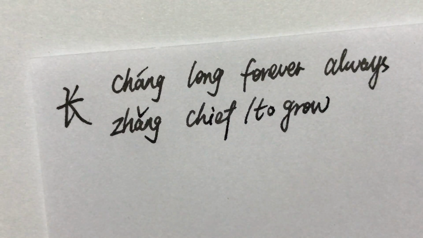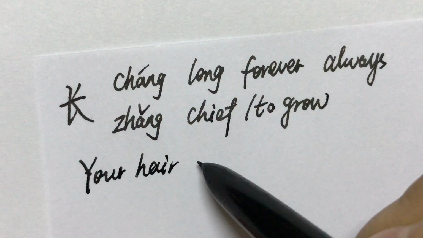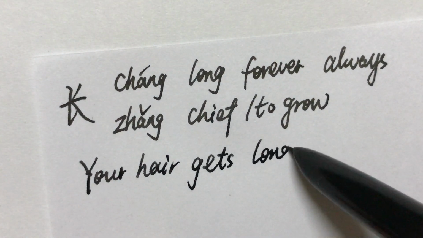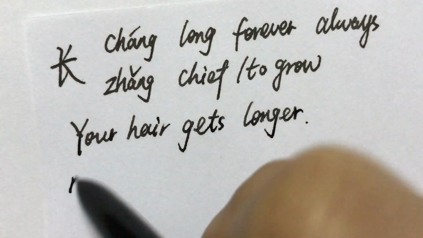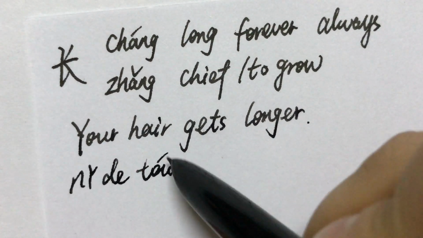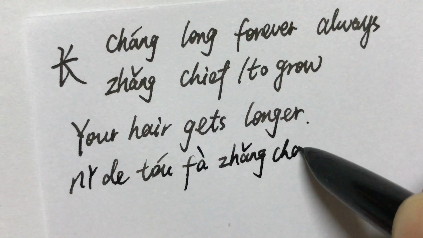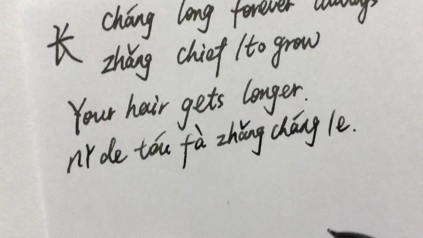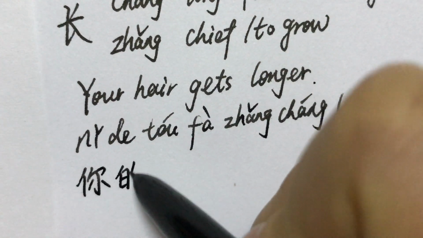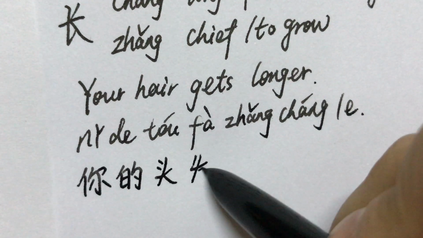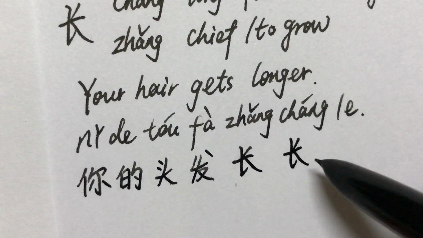Now check this sentence. Your hair gets longer. Your hair, gets, longer. 你的头发长长了。Your hair, 你的头发，头发 hair. 长长了 longer.